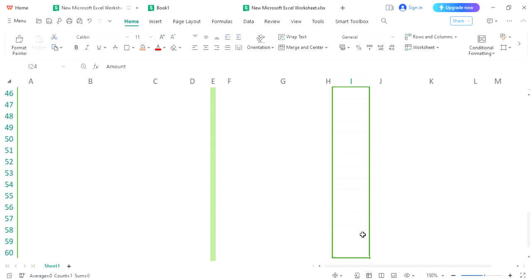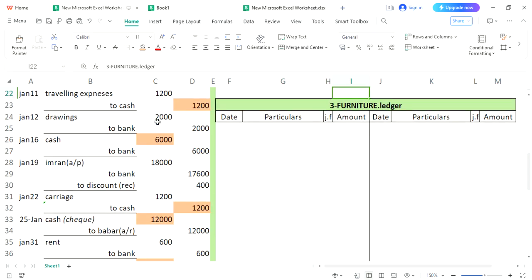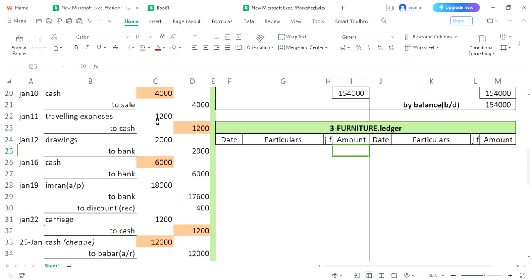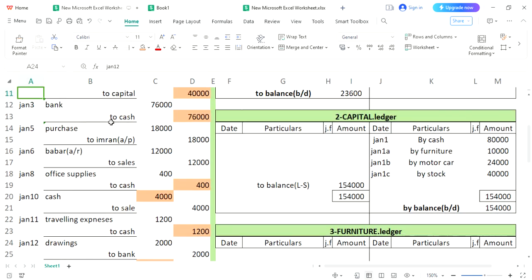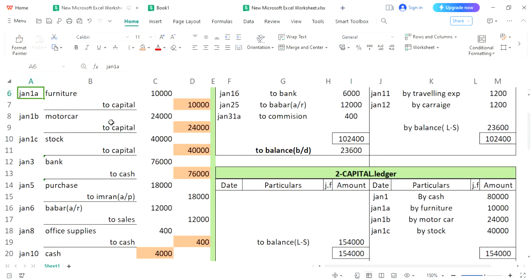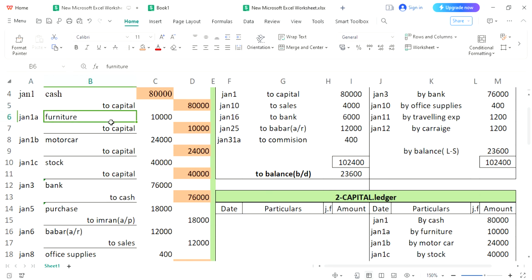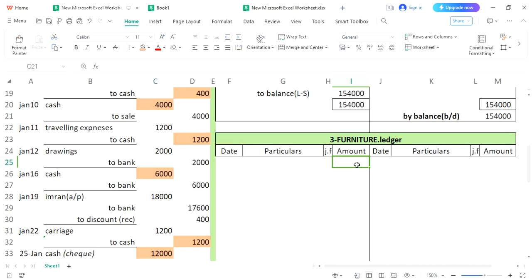If furniture is present on debit side, we will choose debit side of the ledger. If furniture is present on credit side of the journal, here you have the journal, we will choose credit side to put the amount. Let's start our journey, and we are now looking for furniture. So here this is your first entry where furniture is present, and furniture is debited by 10,000. So we will go to the furniture account and write 10,000 on debit side.